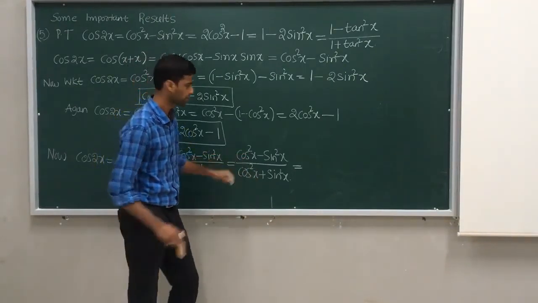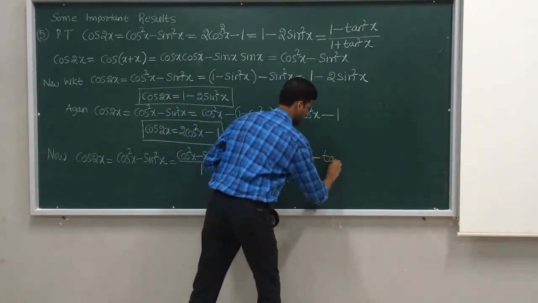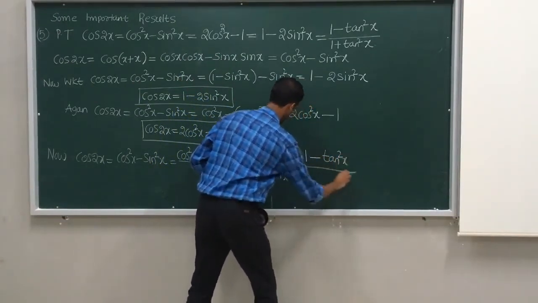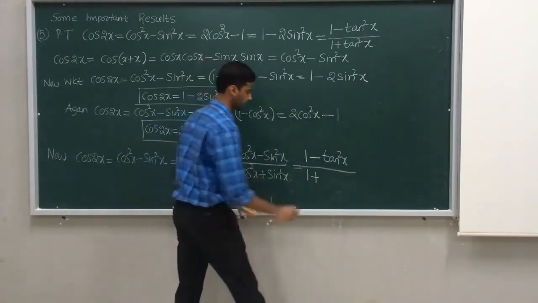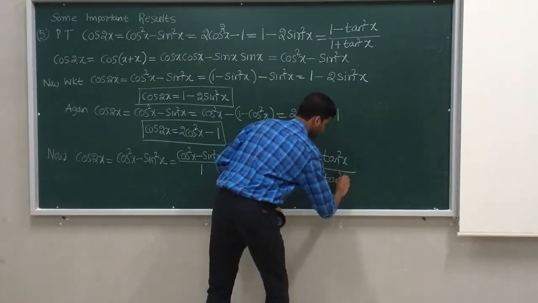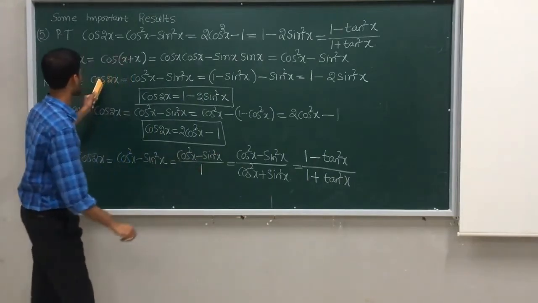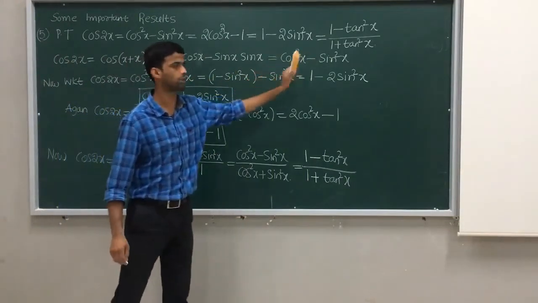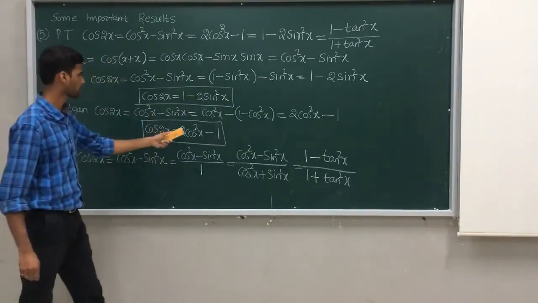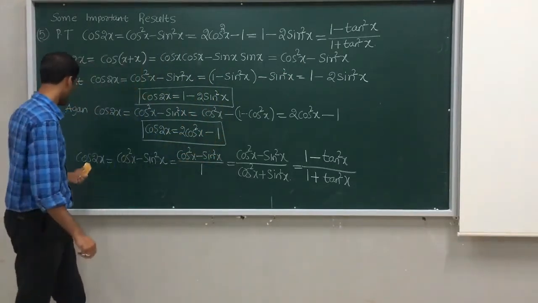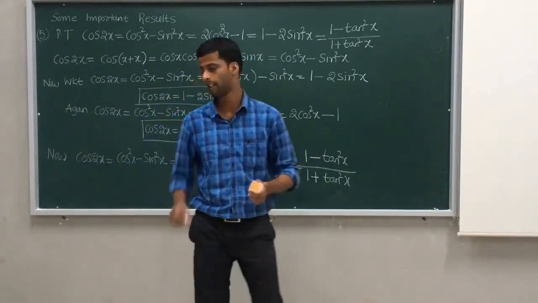Cos square x by cos square x is 1, sin square x by cos square x is tan square x, divided by cos square x by cos square x is 1, plus sin square x by cos square x is tan square x. Therefore, another important result for cos 2x is also proved. Therefore, cos 2x is cos square x minus sin square x, or cos 2x equal to 1 minus 2 sin square x, or cos 2x equal to 2 cos square x minus 1, or cos 2x equal to 1 minus tan square x divided by 1 plus tan square x. Okay, this is an important theorem.